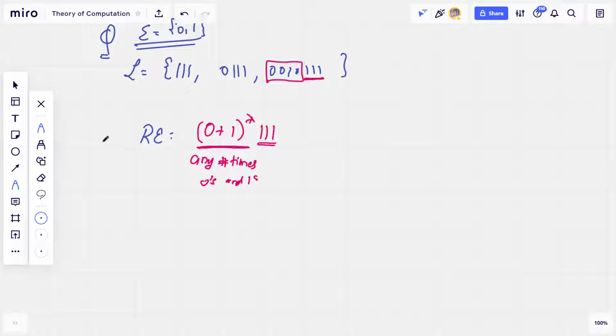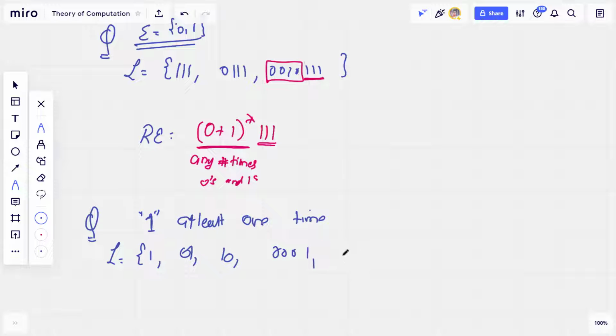Then we have, on the same alphabet {0, 1}, I want a language which contains the set of strings that contain 1 at least one time. At least one time 1 should be present. So the language will contain the simple string 1. It can contain 01 or 10 or 0001 or 01110. I mean, it must contain 1 at least one time. That's what the idea is.